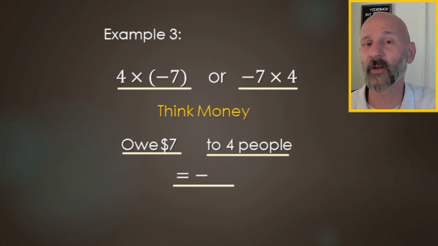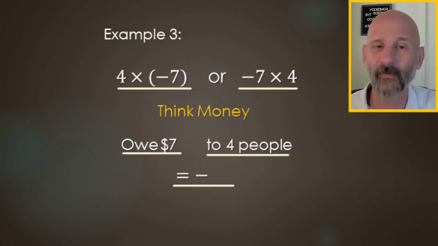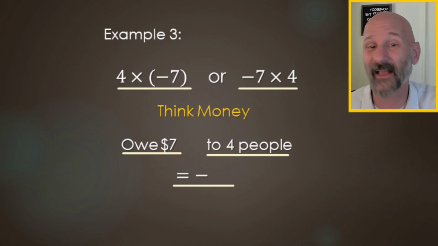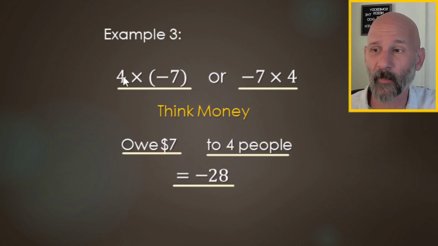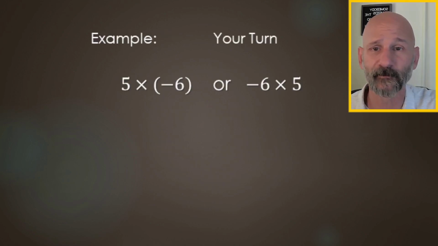So we know since you're going to be paying to 4 people, that's going to be a negative amount to your wallet, right? And then how much are you going to have to pay? Well, 4 times 7 amount. 4 times 7 is 28. Okay, so we have a positive times a negative, or vice versa. That's going to be negative, and then just 4 times 7 to make 28.